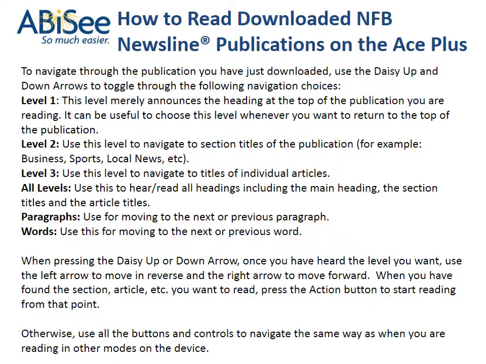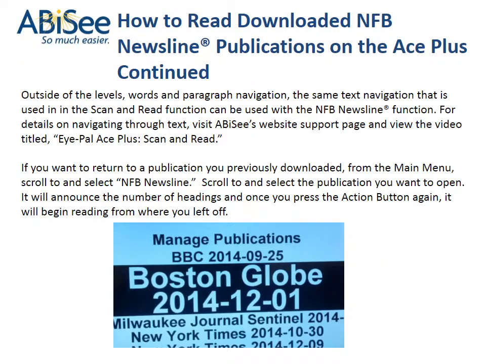When pressing the daisy up or down arrow, once you have heard the level you want, use the left arrow to move in reverse and the right arrow to move forward. When you have found the section, article, etc. you want to read, press the action button to start reading from that point. Otherwise, use all the buttons and controls to navigate the same way as when you are reading in other modes on the device. How to read downloaded NFB Newsline publications on the Ace Plus, continued.